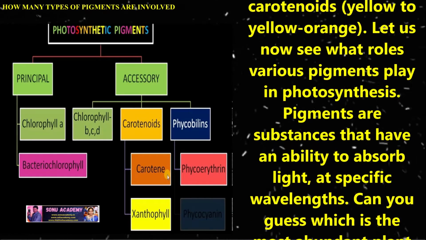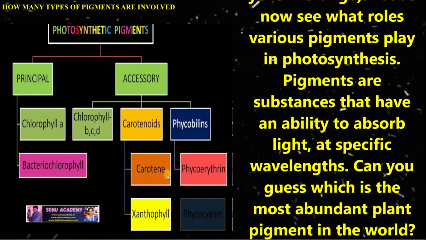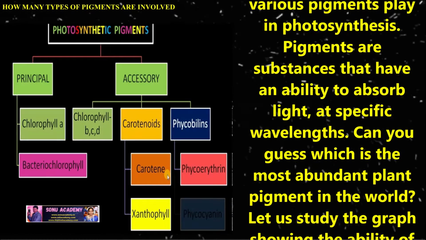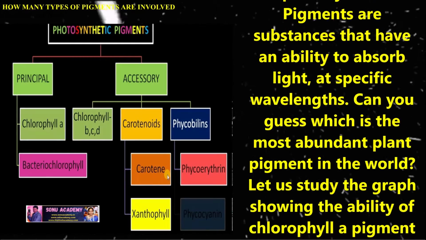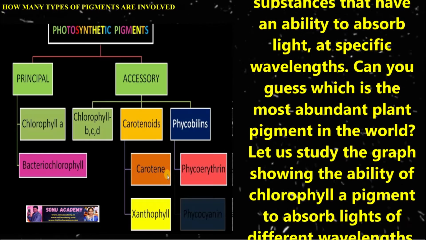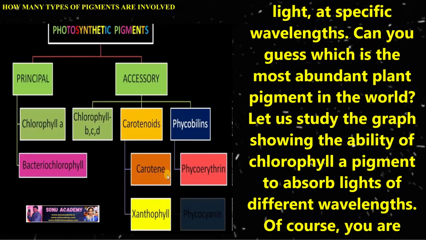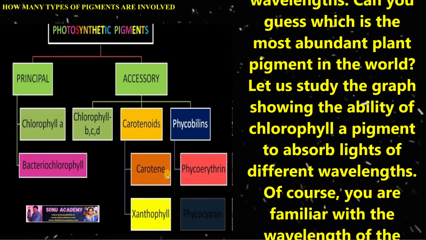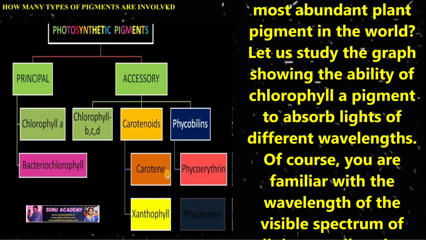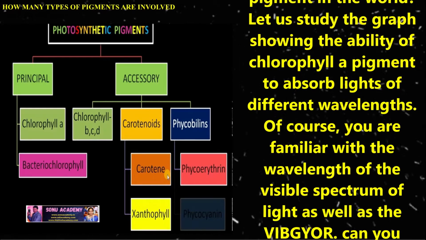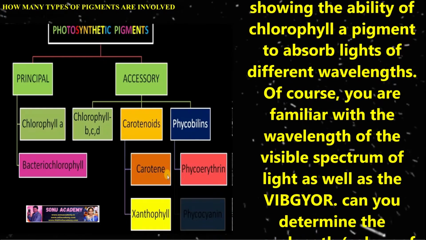Let us now see what roles various pigments play in photosynthesis. Pigments are substances that have an ability to absorb light at specific wavelengths. You can guess which is the most abundant plant pigment in the world. Let us study the graph showing the ability of chlorophyll, a pigment, to absorb light of different wavelengths.